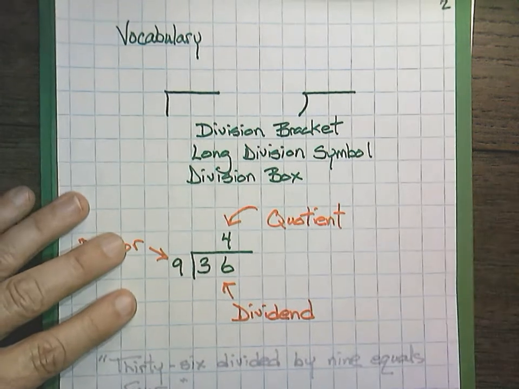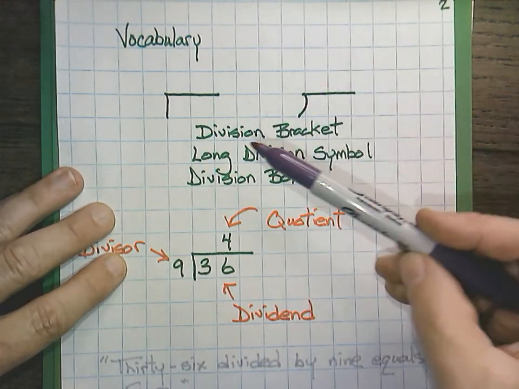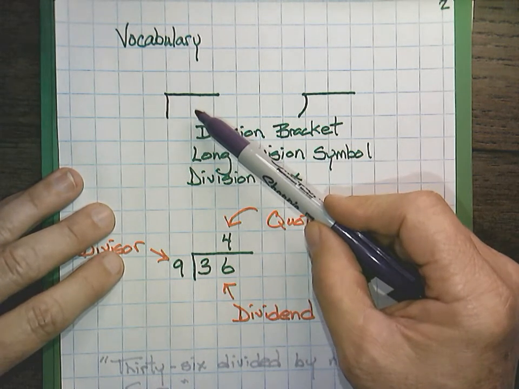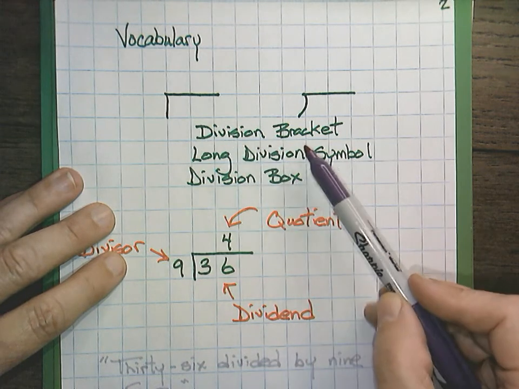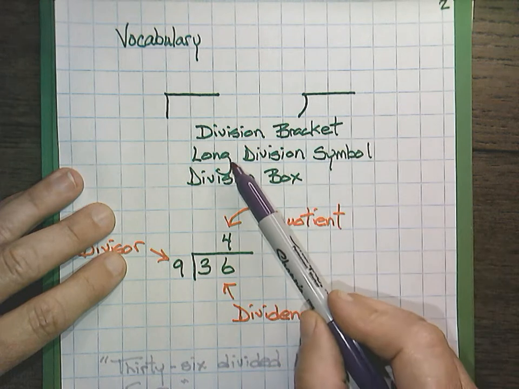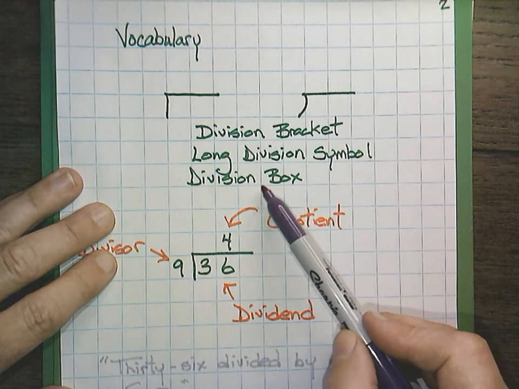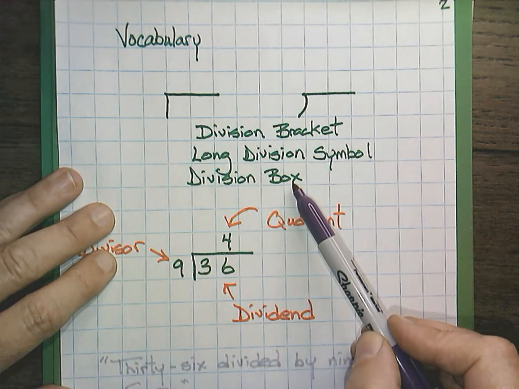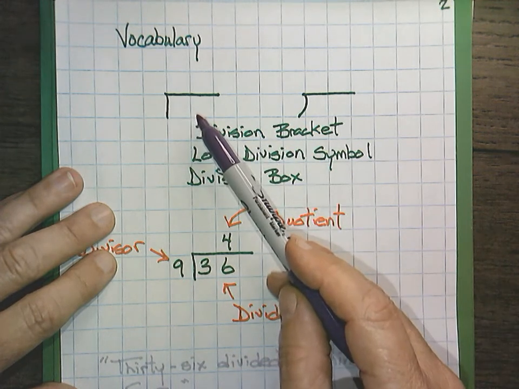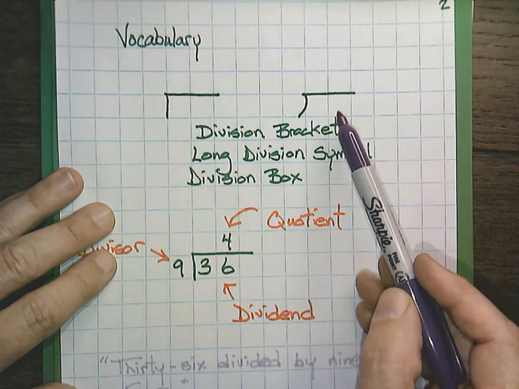Like every lesson, there's always vocabulary, and for today's lesson, we have this unusual looking, it's not really a box. They refer to that as a division bracket, and many times you'll see something curved like that. It's also referred to as a long division symbol. I just like to call it a division box, just a little bit easier to say. So today's lesson is focusing on using long division and using brackets or symbols that look like this.